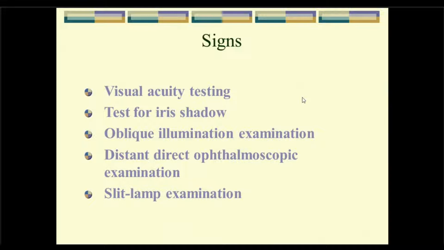Signs. When we suspect cataract, we should check visual acuity. Of course, in a patient with cataract visual acuity decreases. We can make the iris shadow test, oblique illumination examination, direct ophthalmoscopic examination, and of course slit lamp examination, or examination with a biomicroscope, can help us to make a correct diagnosis.